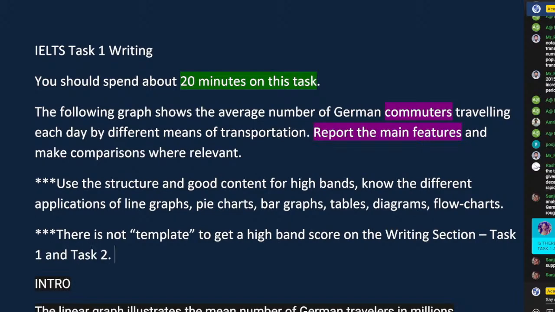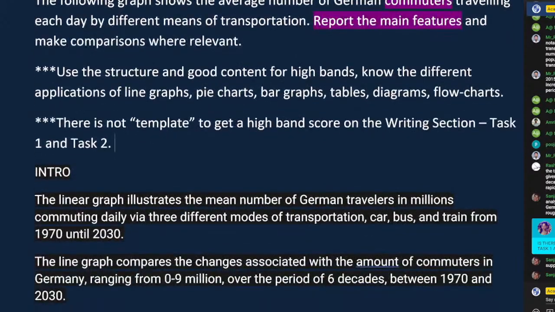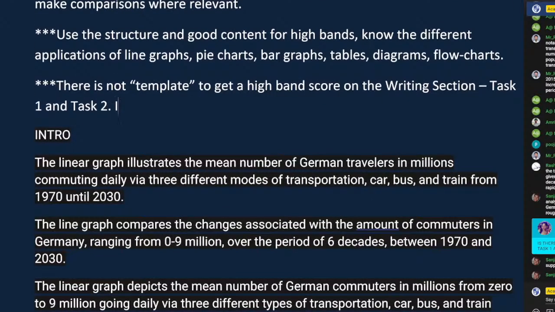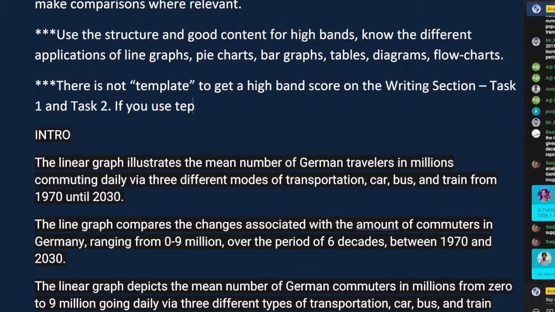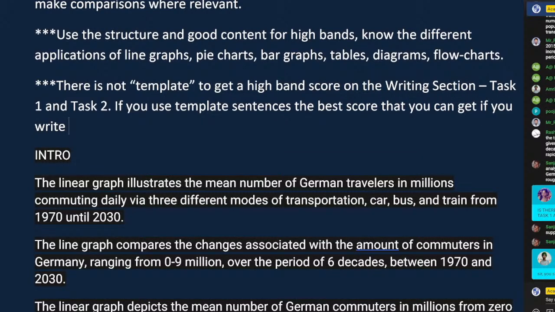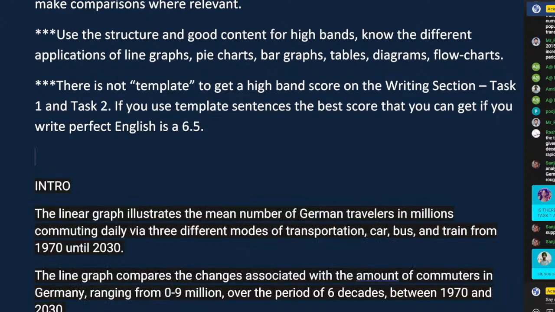Okay, so if you use templates, just to give you one more point on that. If you use template sentences, the best score that you will get, if you write perfect English, is 6.5. Okay. All right.